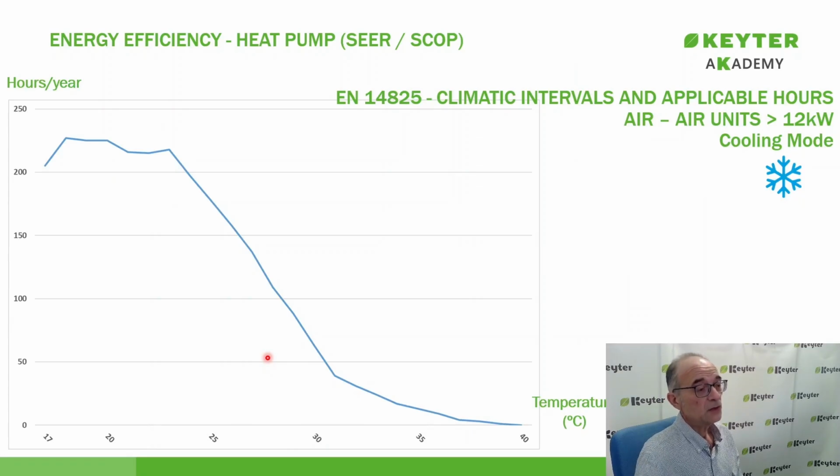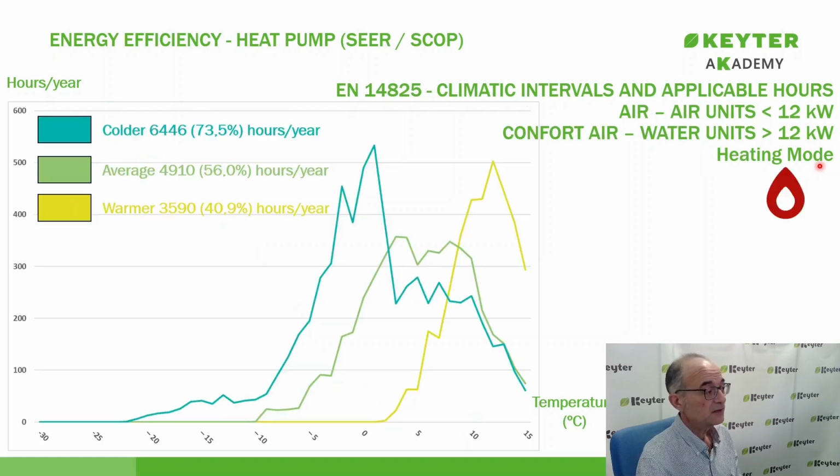Here we have another histogram for air-to-air units over 12 kilowatts operating in cooling mode, and this one, since it's in heating mode, also shows us the 3 scenarios. We have the colder, average, and warmer scenarios. And this would be for air-to-air units under 12 kilowatts, or for comfort air-to-water chillers over 12 kilowatts operating in heating mode.